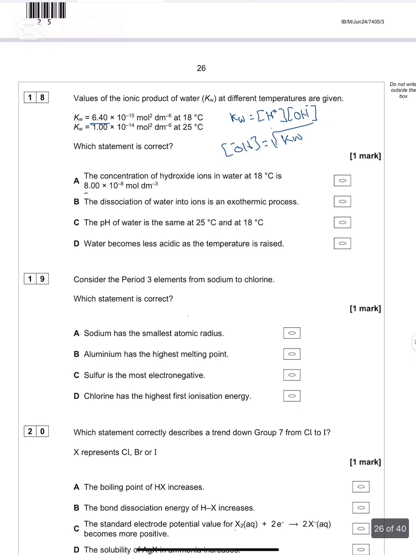The value of the ionic product of water, Kw, at different temperatures are given here below. Which statement is correct? The first one states that the concentration of hydroxide ion in water at 18 degrees is this value. So we know that Kw equals the hydrogen ion concentration times the OH concentration, and the OH concentration will be the square root of Kw. So when you calculate that at 18 degrees, you're going to find that the concentration of the hydroxide ion is 8 times 10 to the minus 8 mole per decimeter cubed. So this is the correct answer.